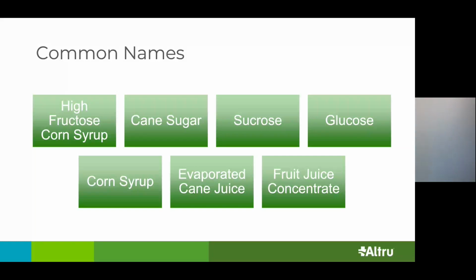So by knowing some common names for added sugars, we're able to look at ingredient labels on food products and see what ones contain large amounts of sugars and what ones are maybe reduced in sugars. So some common names for sugar include high fructose corn syrup, cane sugar, sucrose, glucose, corn syrup, evaporated cane juice, and fruit juice concentrate.